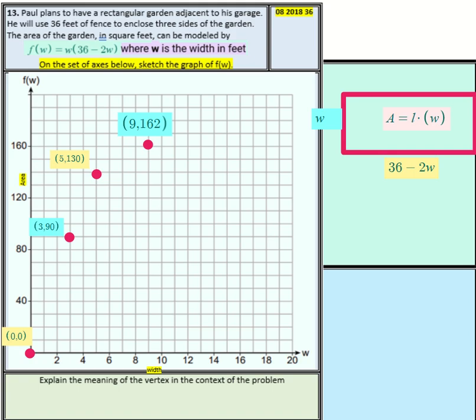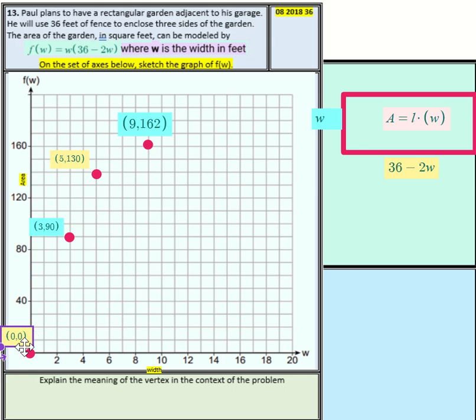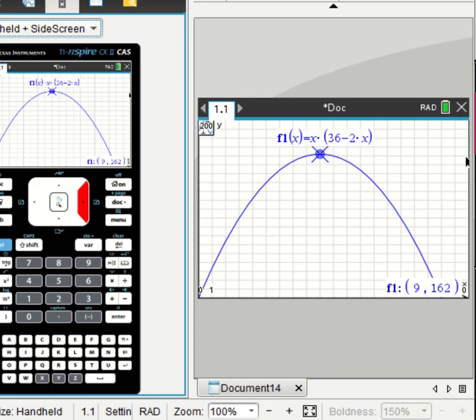Now, once I have those points plotted and labeled, I just want to find their twins on the other side. So there's a point that goes with 5, there's a point that goes with 3, and there's a point that goes with the origin. The vertex is the only point that stands alone. So 13 goes with 130. So then 15 goes with 90, and 18 goes with 0.